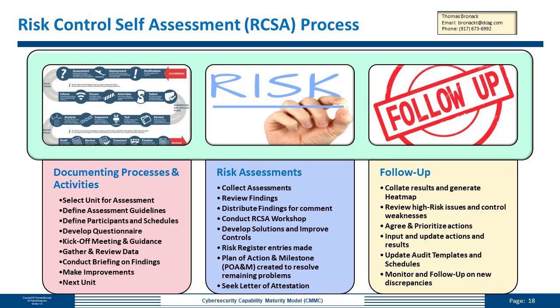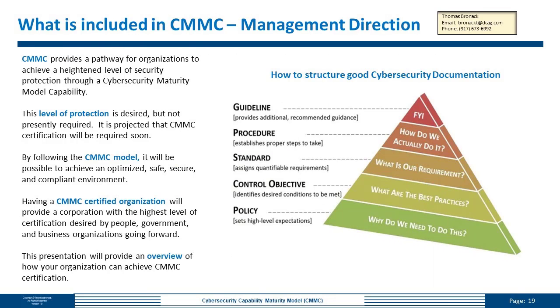The risk control self-assessment should be performed on a periodic basis to continuously uncover weaknesses and exposures, so that corrective actions can be performed. What is included in a CMMC management direction? CMMC provides a pathway for organizations to achieve a heightened level of security protection through a cybersecurity maturity model capability. This level of protection is desired, but not presently required. It is projected that CMMC certification will be required soon. By following the CMMC model, it will be possible to achieve an optimized, safe, secure, and compliant environment. Having a CMMC certified organization will provide a corporation with the highest level of certification desired by people, government, and business organizations going forward.